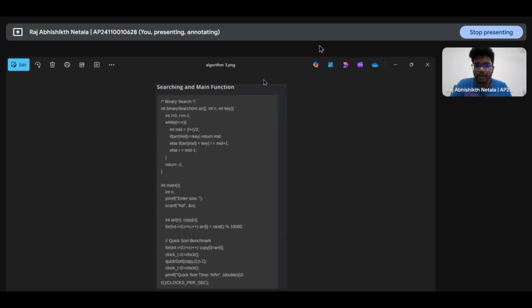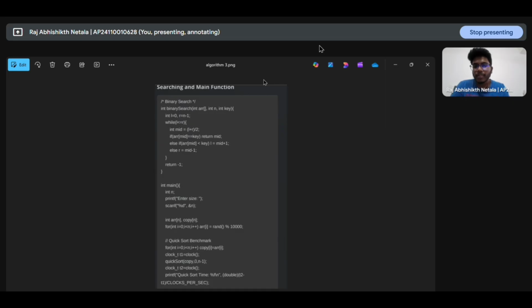So now moving on to binary search algorithm. Here we create a function named binary search consisting of three parameters: integer array, integer n and integer key. Inside this there are two integers l and r, where l is equal to 0 and r is equal to n minus 1, where l is the left end of the index and r is the right end of the index. Here we create a while loop to find the mid of the array, where mid is equal to l plus r by 2.